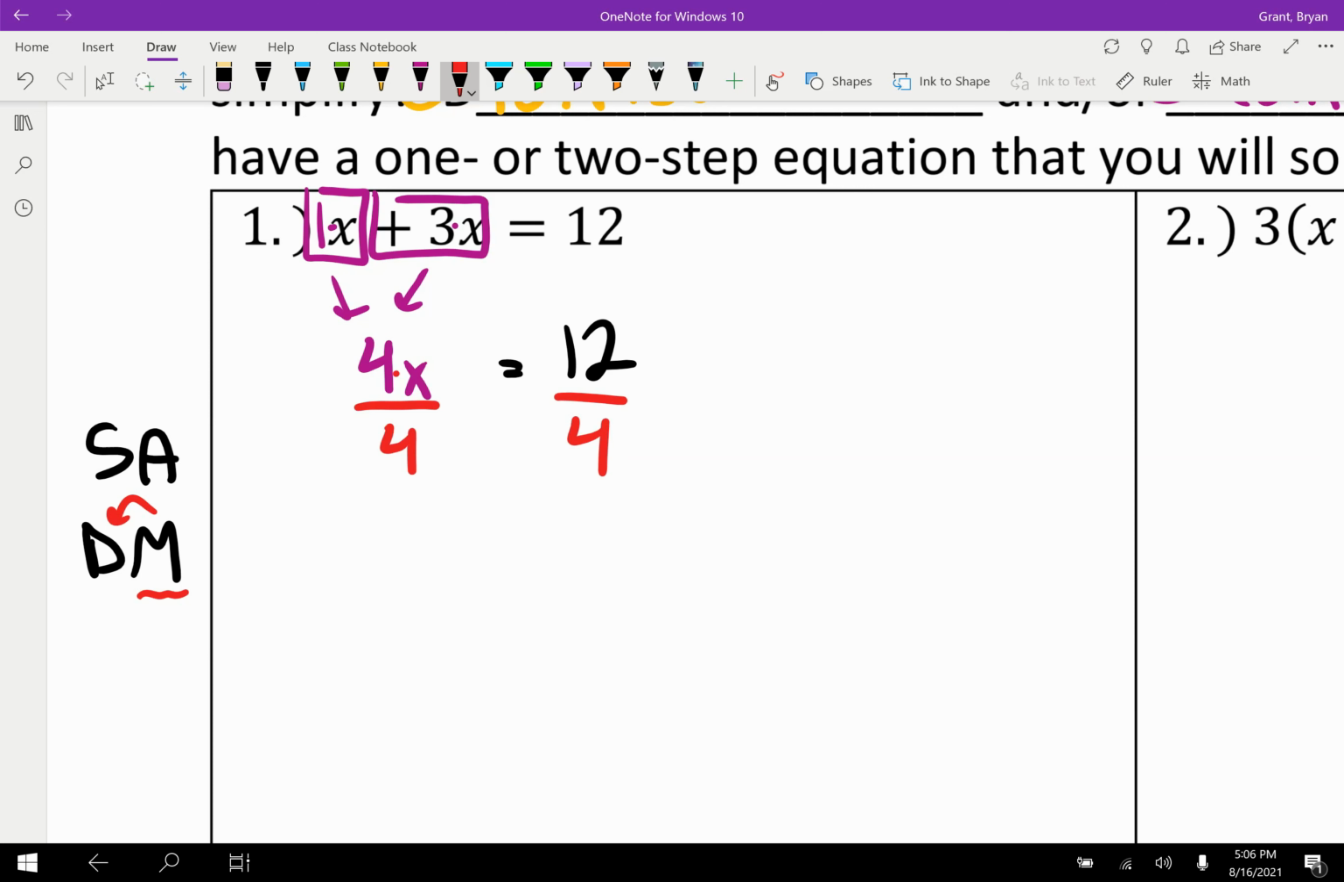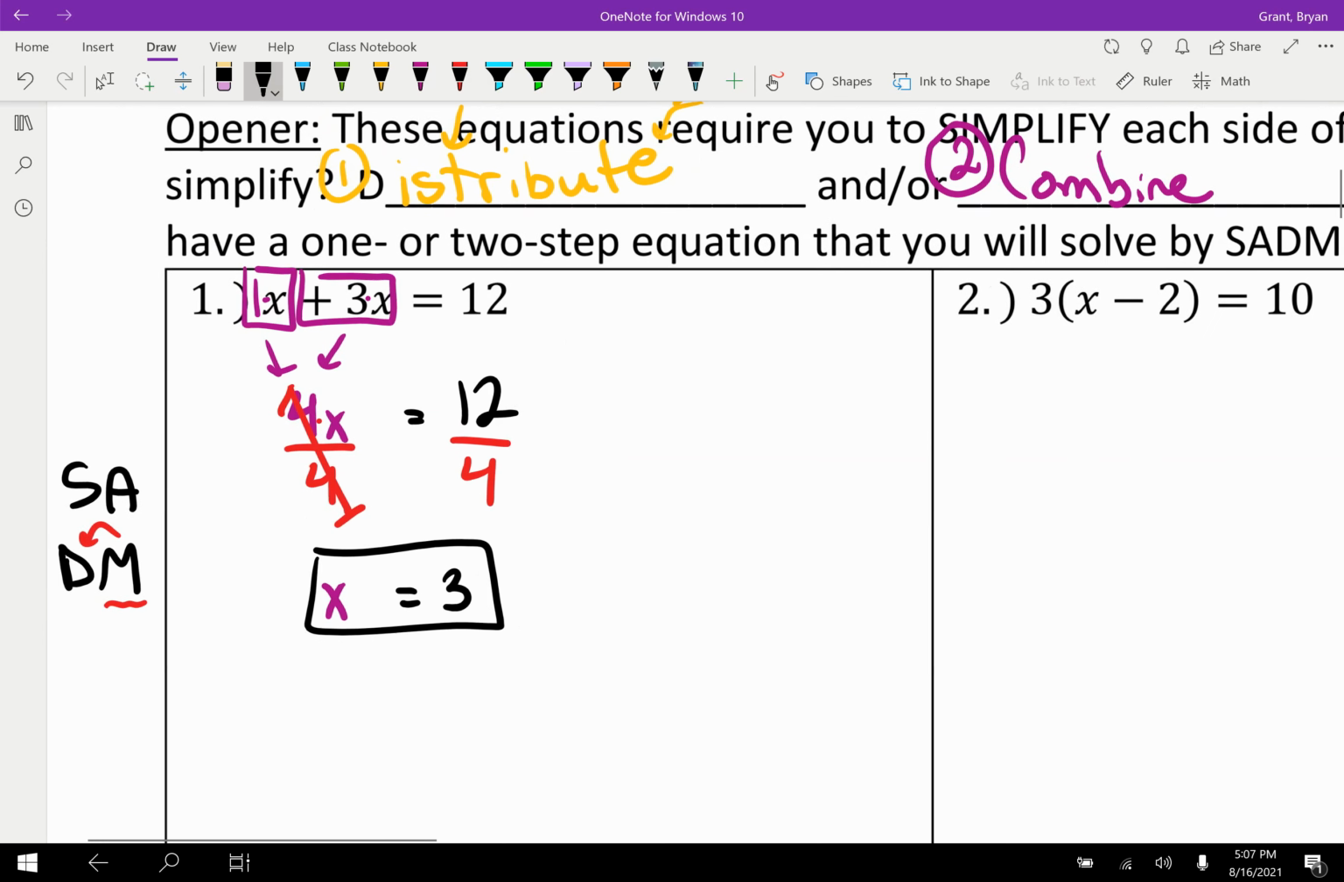Any number divided by itself always makes a 1, so we have 1 times x, but we don't need to write a 1 if it's multiplying, so that just leaves us with x alone. 12 divided by 4 is 3. And we're set. Distribute, combine like terms, SADMAP. That's it, and that's really going to be it every day for the next couple days.